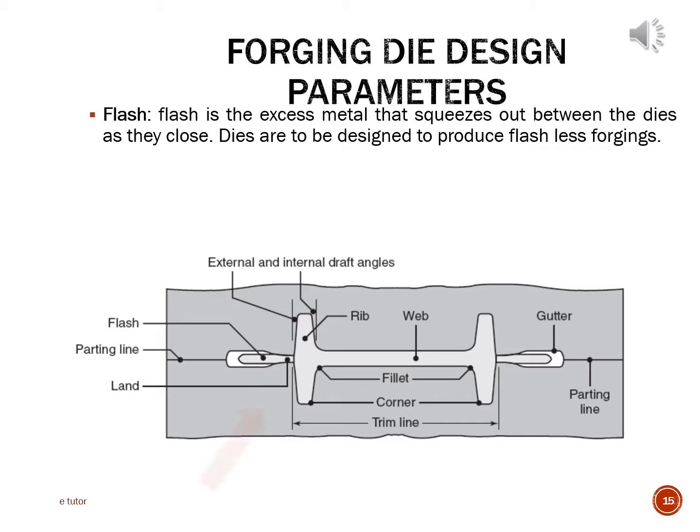We know flash is the excess metal that squeezes out between the dies as they close. So the dies have to be produced to create as little flash as possible. The other parameters are web, the horizontal space, the rib, the vertical space, and the trim lines, that is the boundary lines or the maximum extent of the original die design from where the flash is removed.